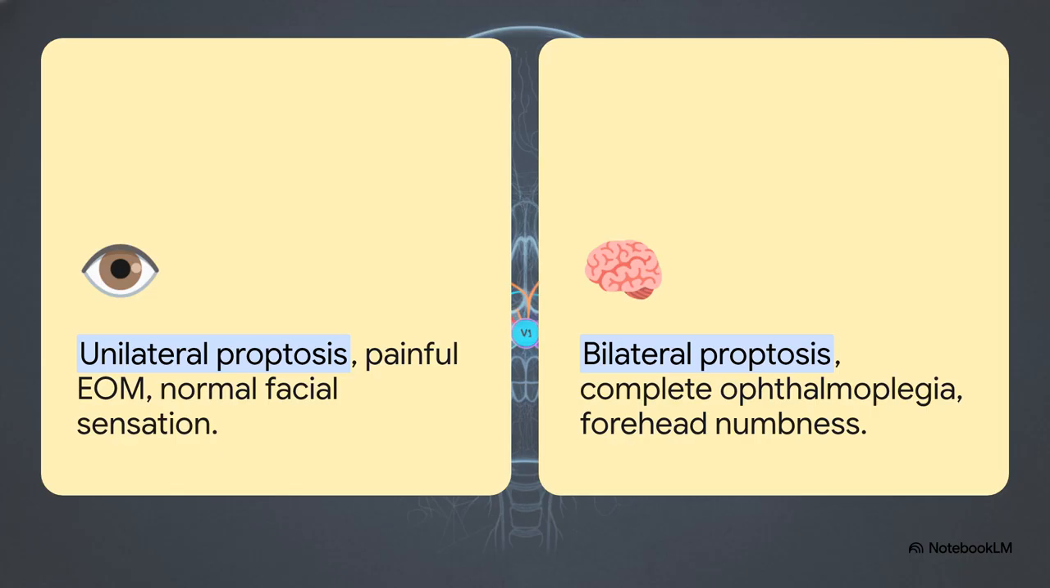If your patient presents with strictly unilateral proptosis, painful extraocular movements, but absolutely normal facial sensation, you are mapped firmly to orbital cellulitis. However, the exact moment the presentation evolves to bilateral proptosis, complete ophthalmoplegia, and an unbearable headache, coupled with discrete forehead numbness, the clinical diagnosis strictly transitions to cavernous sinus thrombosis. Mapping this boundary perfectly is what dictates your next diagnostic step.